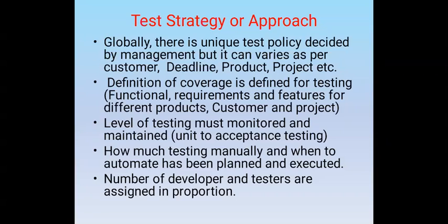The second one is the definition of coverage, defined by requirements and functional requirements, particular to the product, project, or customer. The third one is the levels of testing, starting from the requirements and going up to the acceptance phase of the product, that is nothing but unit to acceptance testing. Another approach is how much testing is done manually and when to automate, and how it is planned and executed. The last one is the number of developers and testers assigned in proportion.